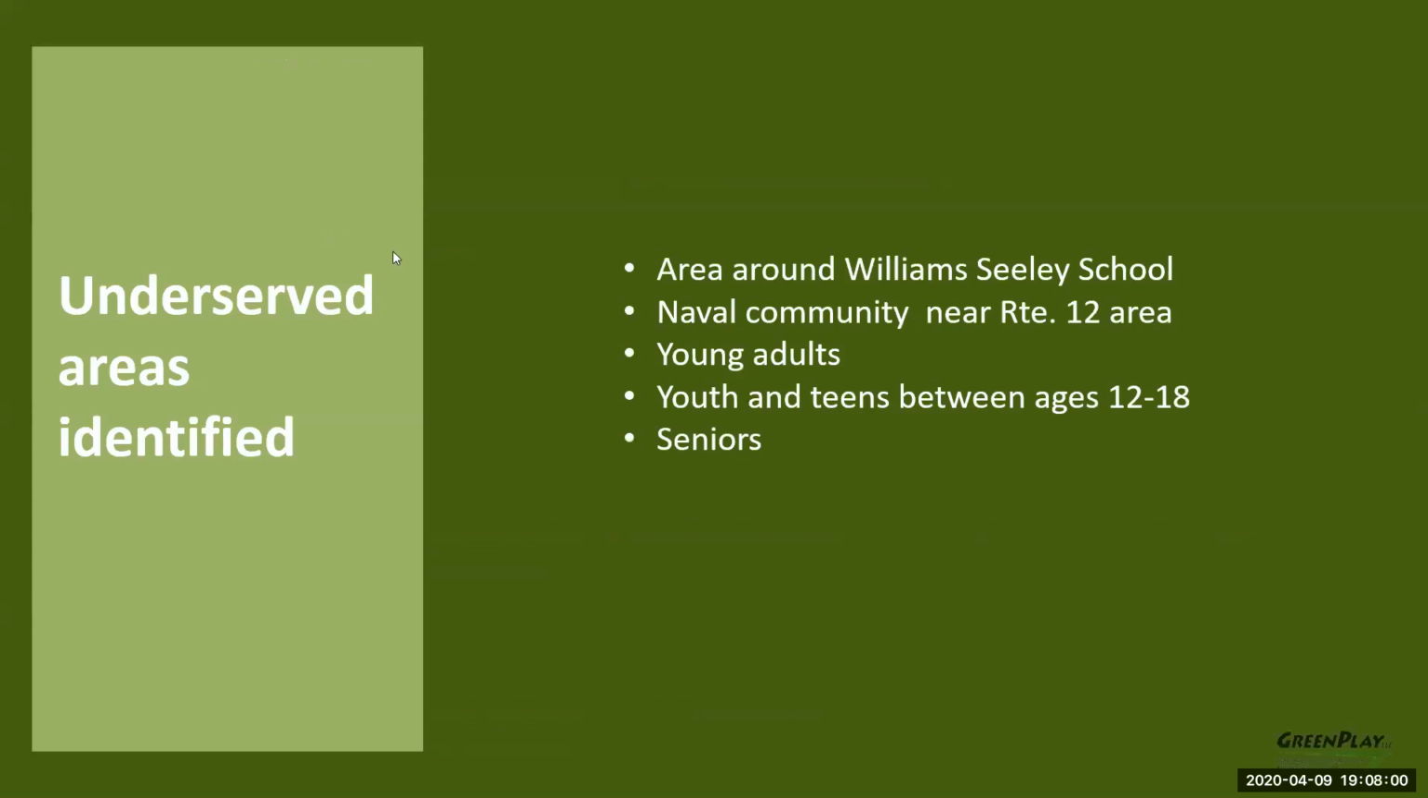I think the next area we want to talk about is whether or not there were any underserved areas that should be identified by the town. And these you'll see on your screen now: the area around William Seeley School is an area that the town should consider reaching out to. The naval community near Route 12, and maybe considering adding more parks within that area. The young adults and the youth and teens between ages 12 to 18 were discussed as being underserved. And then seniors were brought up, but it wasn't in the context of a bad thing in some areas. It was just, how do we accomplish serving everybody within that realm and making everybody feel part of the department and the activities that are offered.